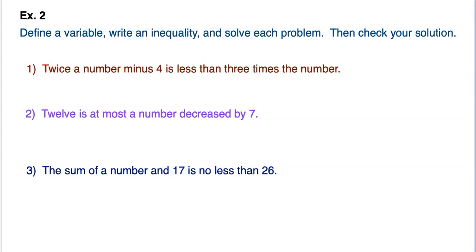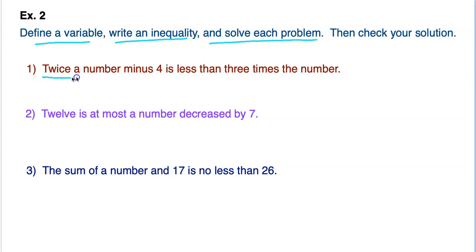All right, we're going to cruise through these to this section here. So we're going to define a variable. That's one thing. So like n or x or whatever we want to use. We're going to write an inequality, so one of those 4 inequalities we talked about. And then we're going to solve. This one does not say that you have to graph the inequality, so we're not going to do that.